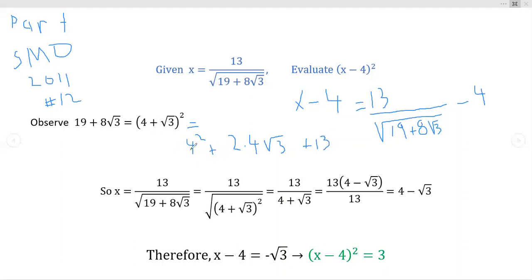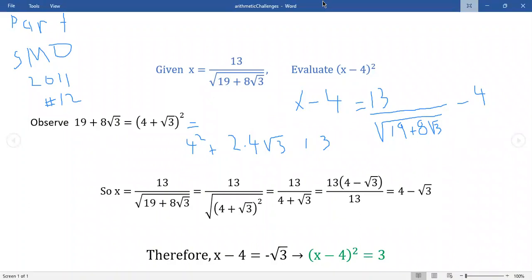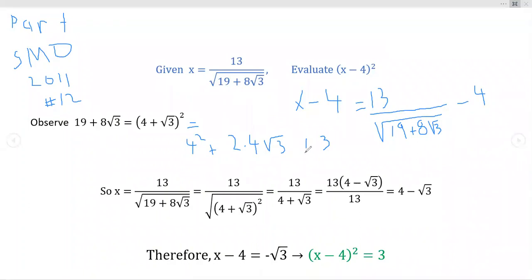You can see how you have 16. Oops, that's plus 3 right there. Sorry, let me erase. That's just a plus 3. My apologies. So that's 16 plus 3, equal to the 19 you see right there. And of course, 2 times 4 times root 3 is that. Now, why is that useful?